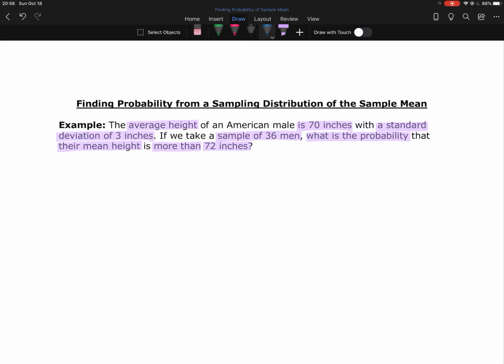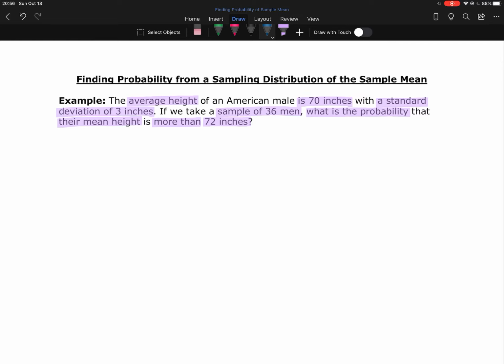So I've got a lot of numbers here. Another thing I'm going to take a moment to do is write down each number that I have highlighted, and identify what symbol that number is represented by. A sample of 36 men, that's my sample size, that's n. And then this 72 is the mean of the sample of 36 men. This is the mean from the sample, so that must be x bar.